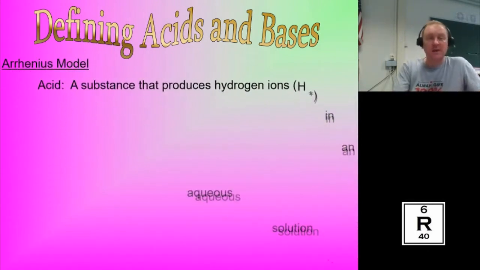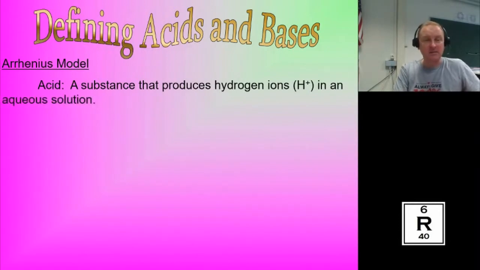So far, what we've been talking about is the Arrhenius model. And this shouldn't be anything different if you've been in class and you've taken a look at the other definitions of what acids and bases are. The Arrhenius model states that an acid is a substance that produces hydrogen ions in an aqueous solution. That's what we said already. The definition I already gave you was the Arrhenius model.